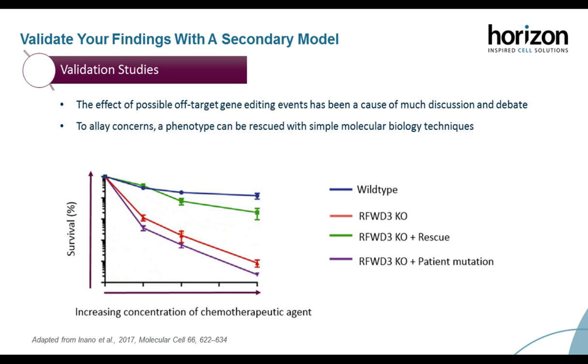And what was validating the researchers' finding within the secondary model was that when you overexpress RFWD3 with these patient mutations, you do not get this survival anymore. So you do get this kind of cell death when applying this chemotherapeutic reagent.